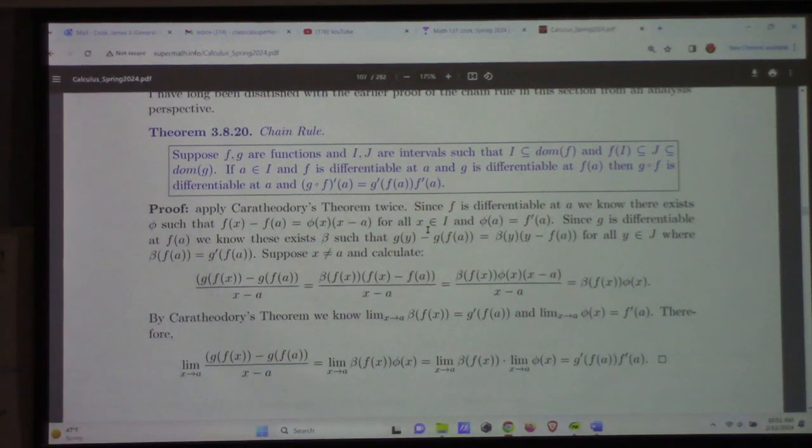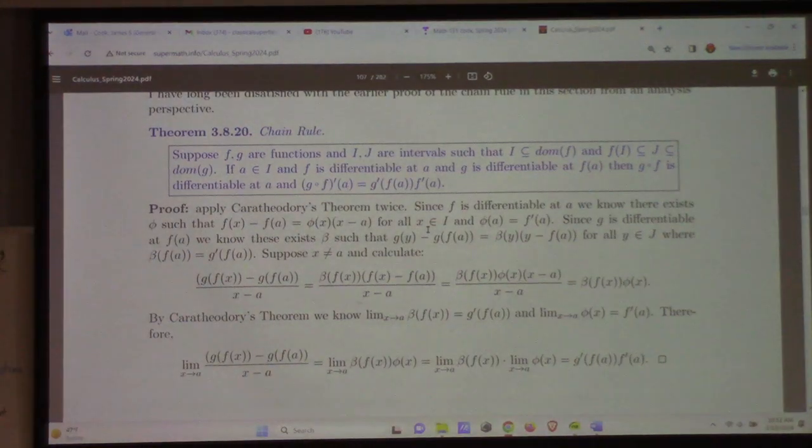Let's see here. We've turned the light back on. So one of the things you guys had trouble with on the test was what?